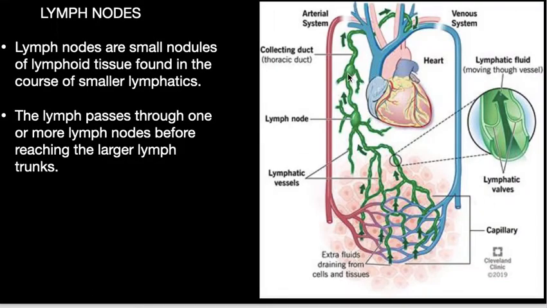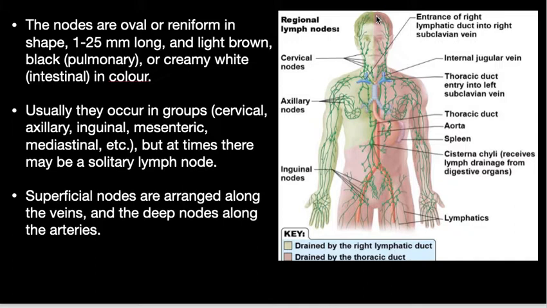The lymph nodes are small nodules of lymphoid tissue found in the course of the smaller lymphatics. The lymph passes through one or more lymph nodes before reaching the larger lymph trunk. The nodes are oval or reniform in shape. They can range from 1 to 25 mm in length, light brown, black, or creamy white in color.